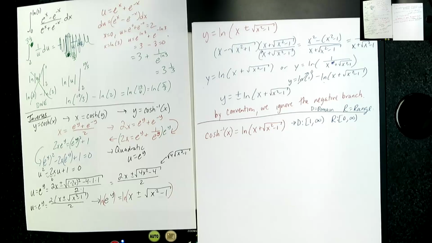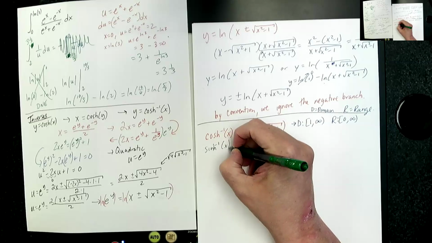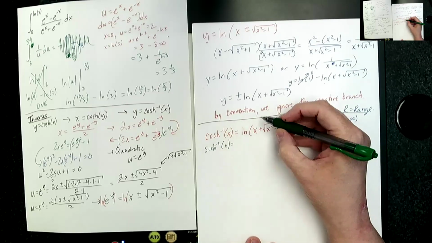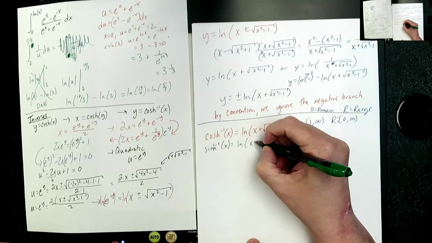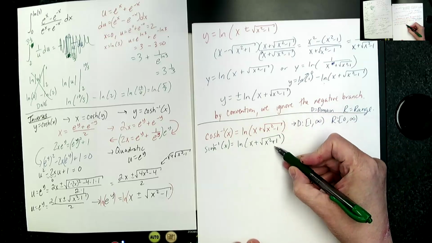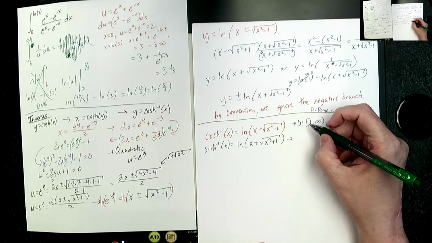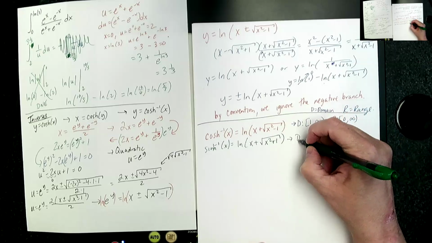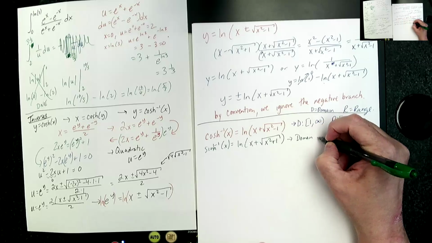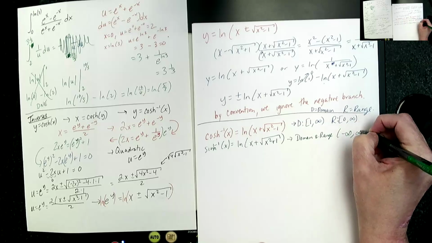All right, so that's cosh. Sinh inverse of x is very similar. It's x plus the square root of x squared plus 1. The only difference is the sign inside the radical. But it does have a different domain. Both domain and range are infinite. It's the full spread of numbers, negative infinity to infinity.